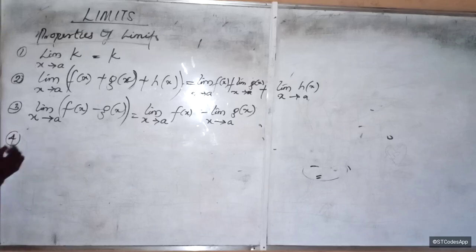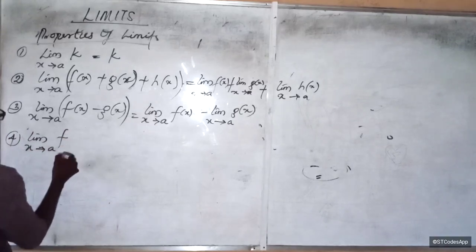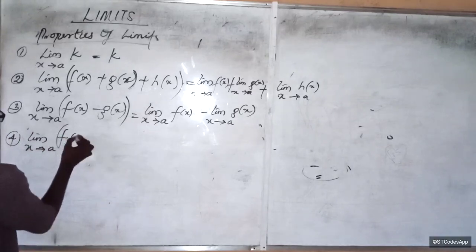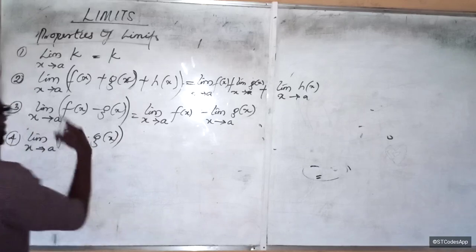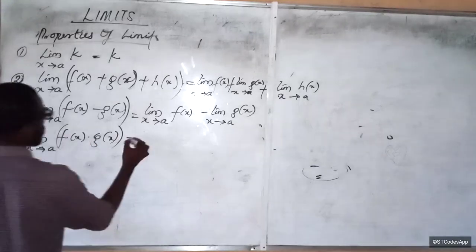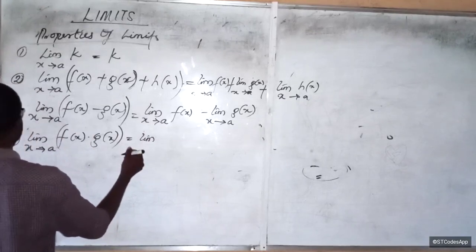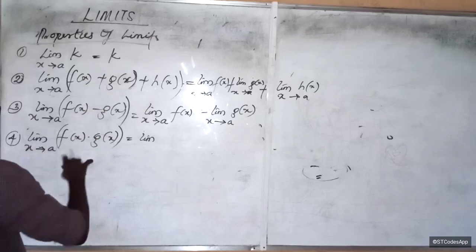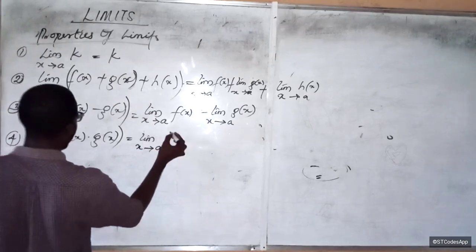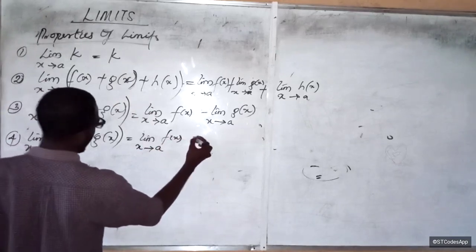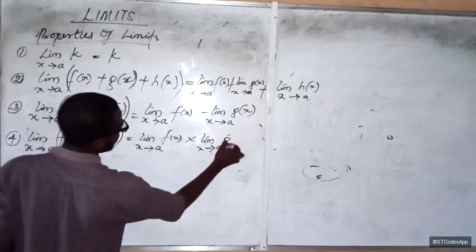Then number 4 says the limit as x approaches a of f of x times g of x times h of x, continuing like that, is going to be equal to the limit of f of x times the limit as x approaches a of g of x, and so on. Now we're going to quickly prove this, just to show you that these properties are actually true.